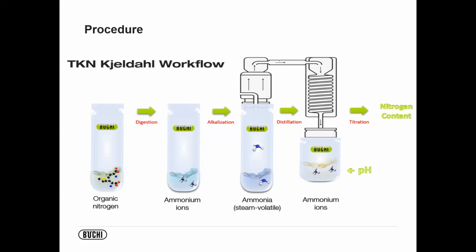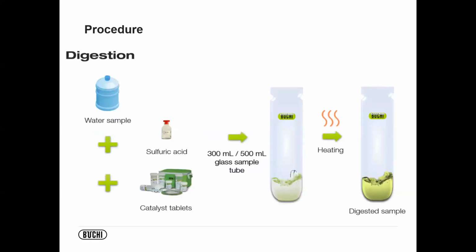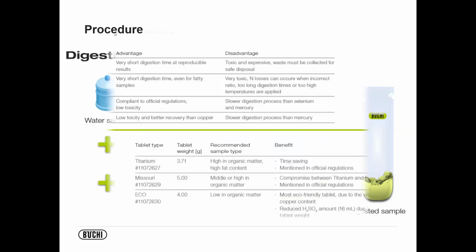Your digestion, your alkalization, the distillation, finally the titration, and then we have our value. So pretty straightforward. First we're going to start with digestion: adding your acid, adding your catalyst, and then doing the digestion, heating it. Like I said, either a block or your IR, or if you're running it manually, potentially a heating mantle or heating plate. I did want to touch a little bit more specifically on the catalyst.